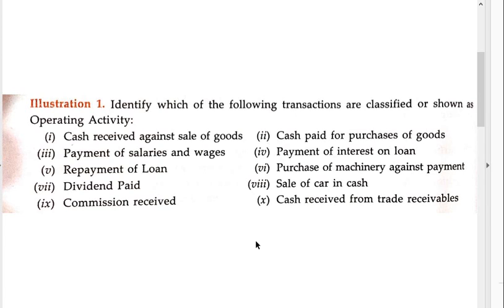Purchase of machinery against payment, is it a routine activity for the business? Purchase of machinery, they keep on purchasing machinery after every few days, isn't it? No sir, machinery is purchased once or twice in years. Once you set up the machinery, the cost of machinery is too high. You can't say, I will change the machinery now, I will change machinery after a few days again. No, you can't change. So it is not a routine activity of the business, right?